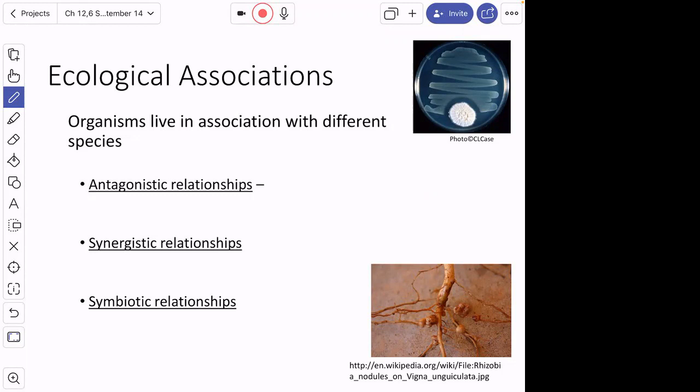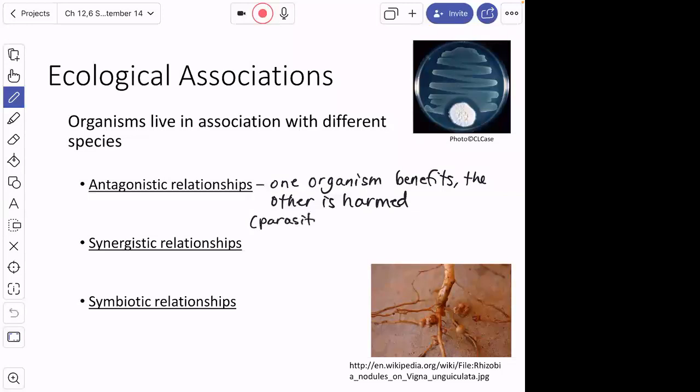If two organisms have an antagonistic relationship, that just means one organism benefits and the other is harmed. Okay, so this is basically a parasitic relationship. Okay, so parasitic. Here's an example up here.